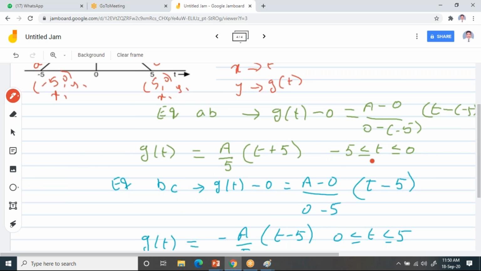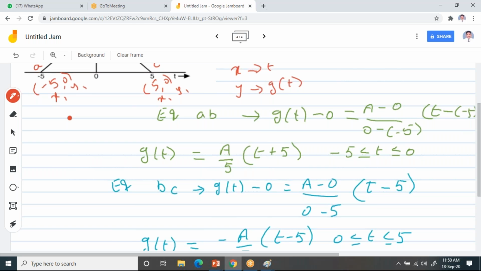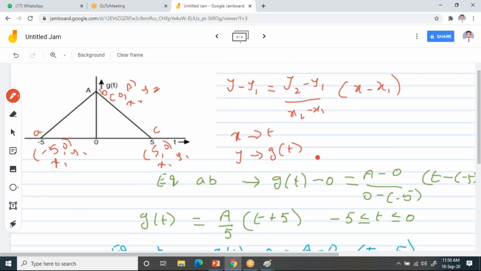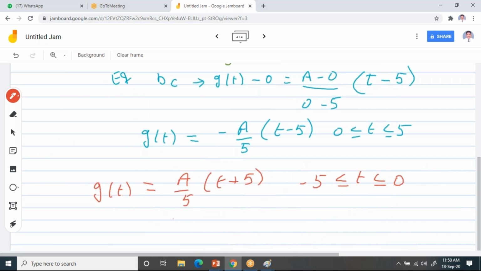Observe it. This a by 5 into t plus 5 is existing from minus 5 to 0, so I can write it as minus 5 less than or equal to t less than or equal to 0. And it is the same g of t. I'll get minus a by 5 into t minus 5, and this is existing from 0 less than t less than 5. Now you know this g of t and you know the limits for this.